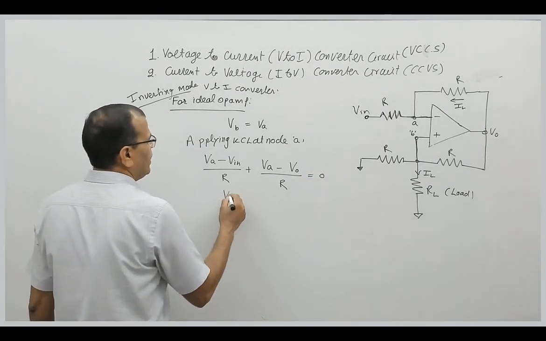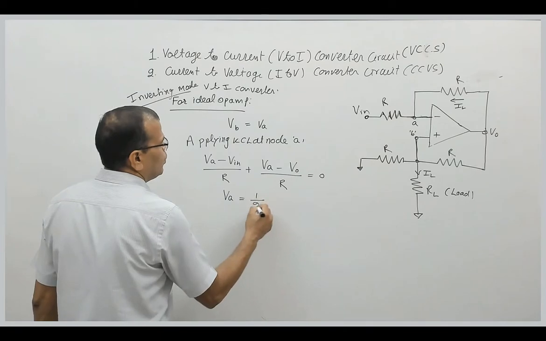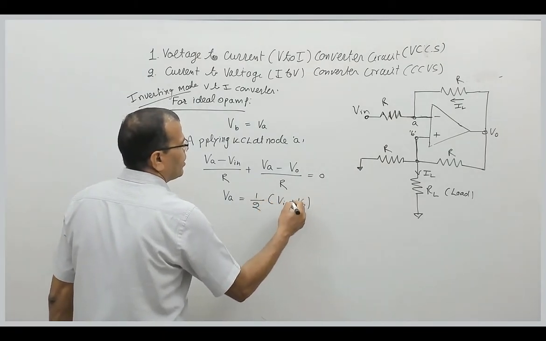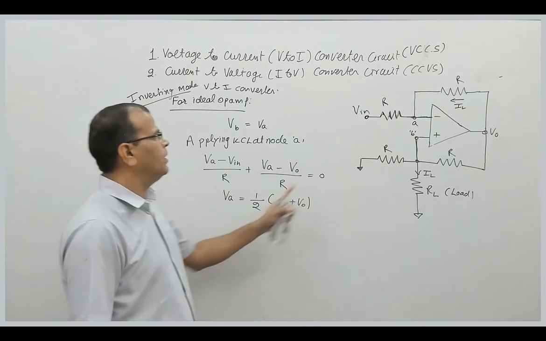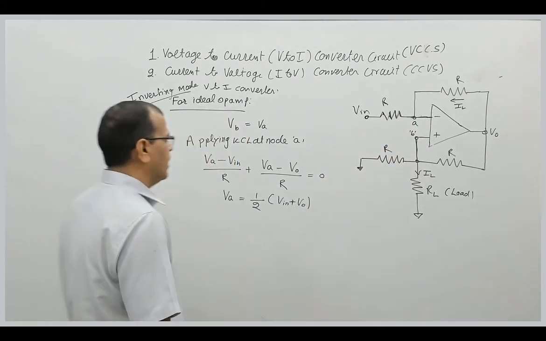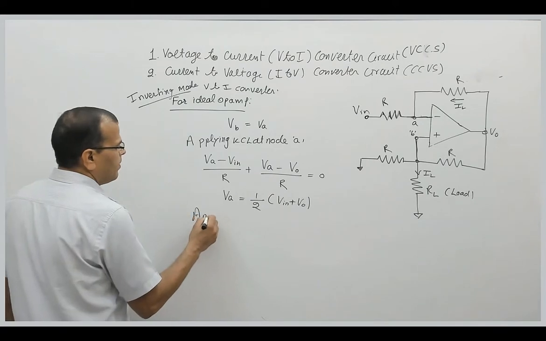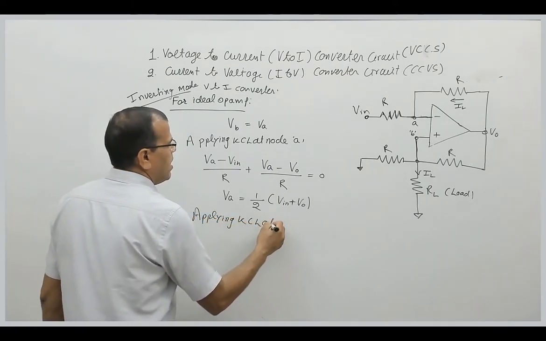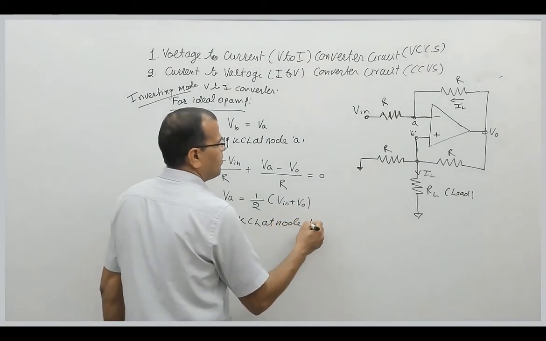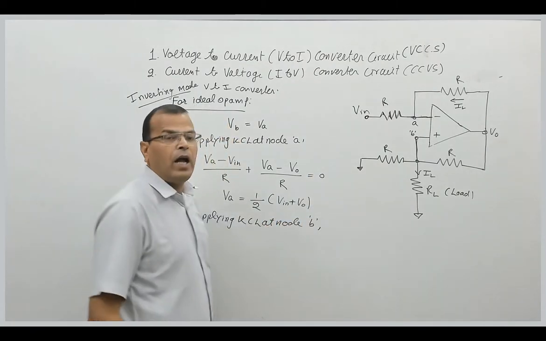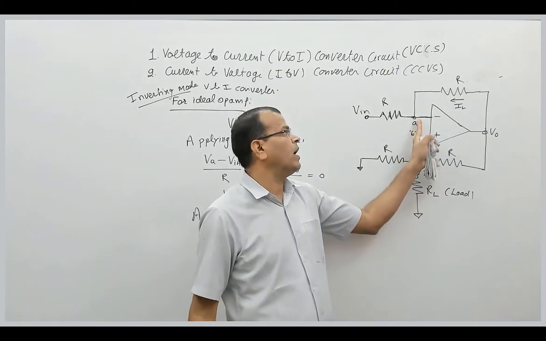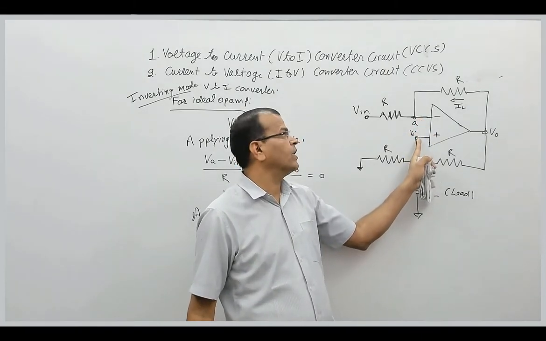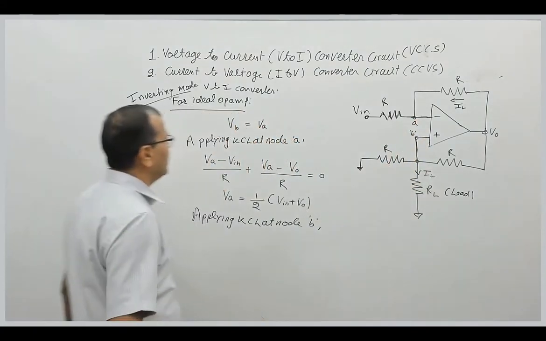So what will be VA? VA will be equal to 1/2 (Vin + V0). That's it. This will be the voltage at node A. Now applying KCL at node B. I have to find this current I, that's why I have applied KCL at this node. And for an ideal op-amp, the voltage at node B is the same as the voltage at node A.